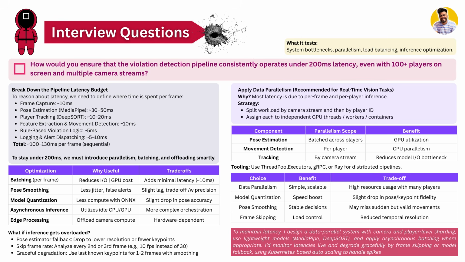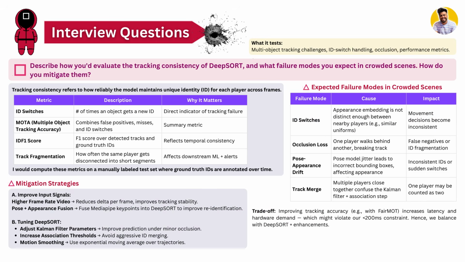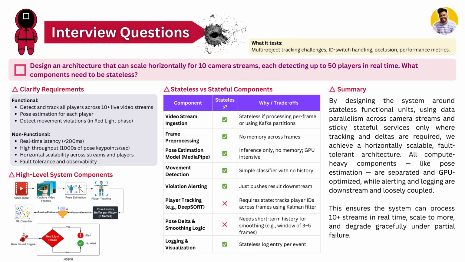The questions are like: how would you ensure that the violation detection pipeline consistently operates under low latency with 100 plus players on screen and multiple cameras as well? Why did you choose MediaPipe over OpenPose or YOLOv8 Pose, and how would you switch if real-time constraints fail? Describe how you evaluate the tracking consistency of DeepSORT and what failure modes you expect in crowded scenes. How would you mitigate them?